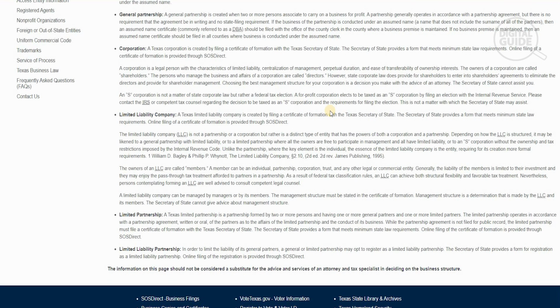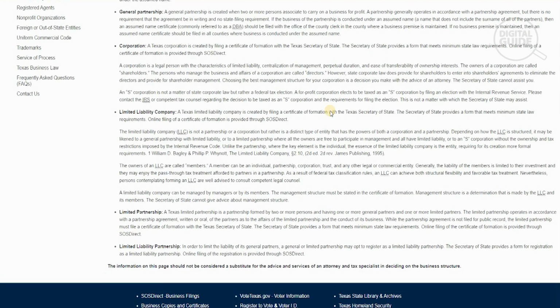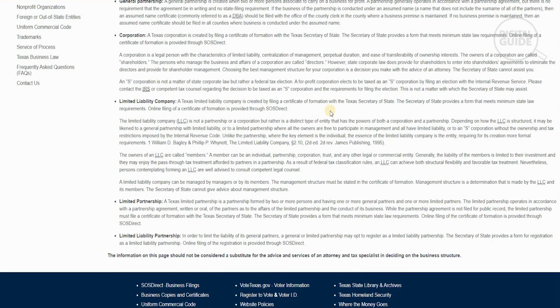This is not a partnership. This is not a corporation, but rather a distinct type of entity that has powers of both a corporation and a partnership. Depending on how the LLC is structured, it may be linked to a general partnership but with limited liability, meaning a limited partnership where all the owners are free to participate in management and every one of them has limited liability, or to an S corporation without the ownership or tax restrictions imposed by the IRC, the Internal Revenue Code.